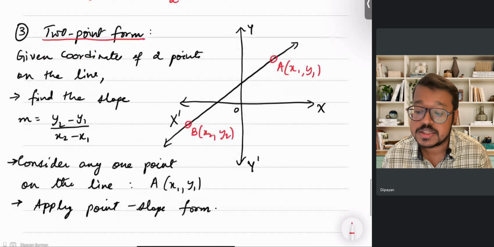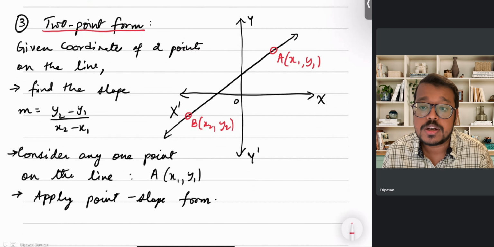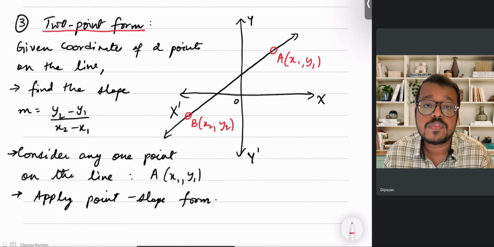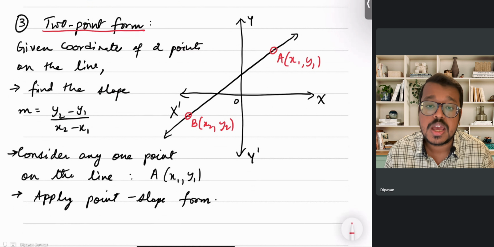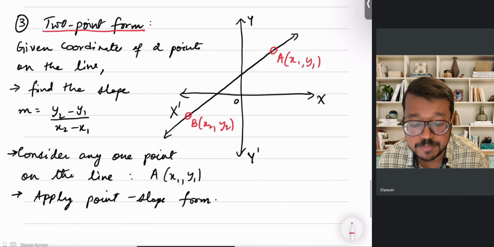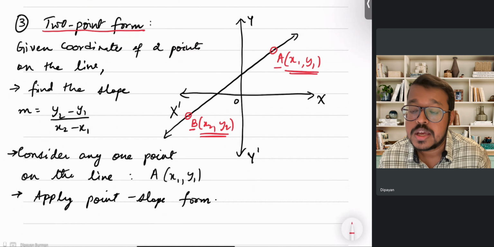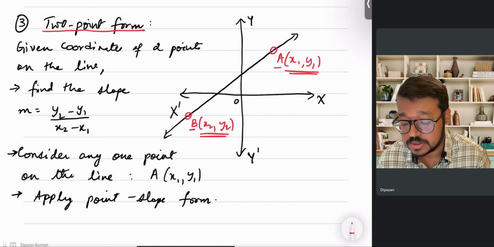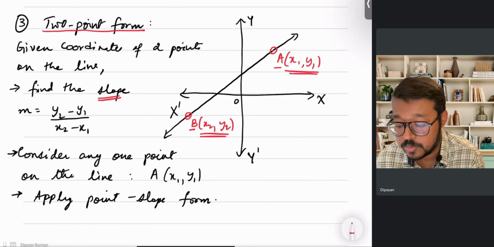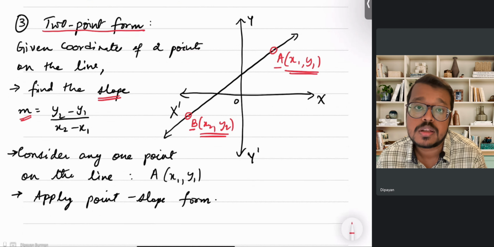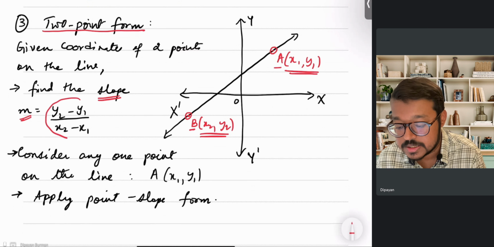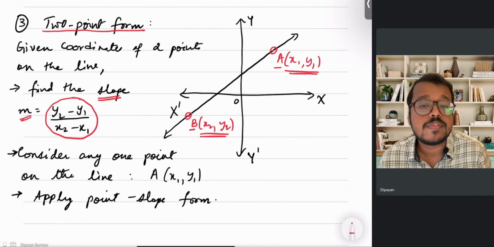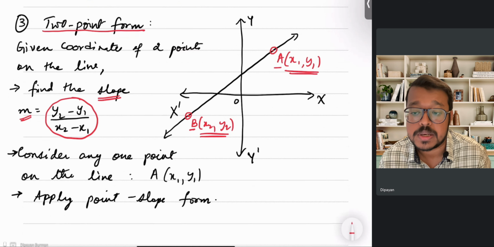The last topic is the 2-point form. 2-point form means I will know the coordinates of 2 points which are lying on the line. And if I want to find the equation of this line, I will look at the coordinates. Let's say point A has coordinates x1, y1 and point B has coordinates x2, y2. So given the coordinates of these 2 points on the line, first we will find the slope which is m, and if you remember, if I know the coordinates of 2 points, the difference of y coordinates divided by the difference of x coordinates gives us the slope of the line. So first we will find the slope like this.